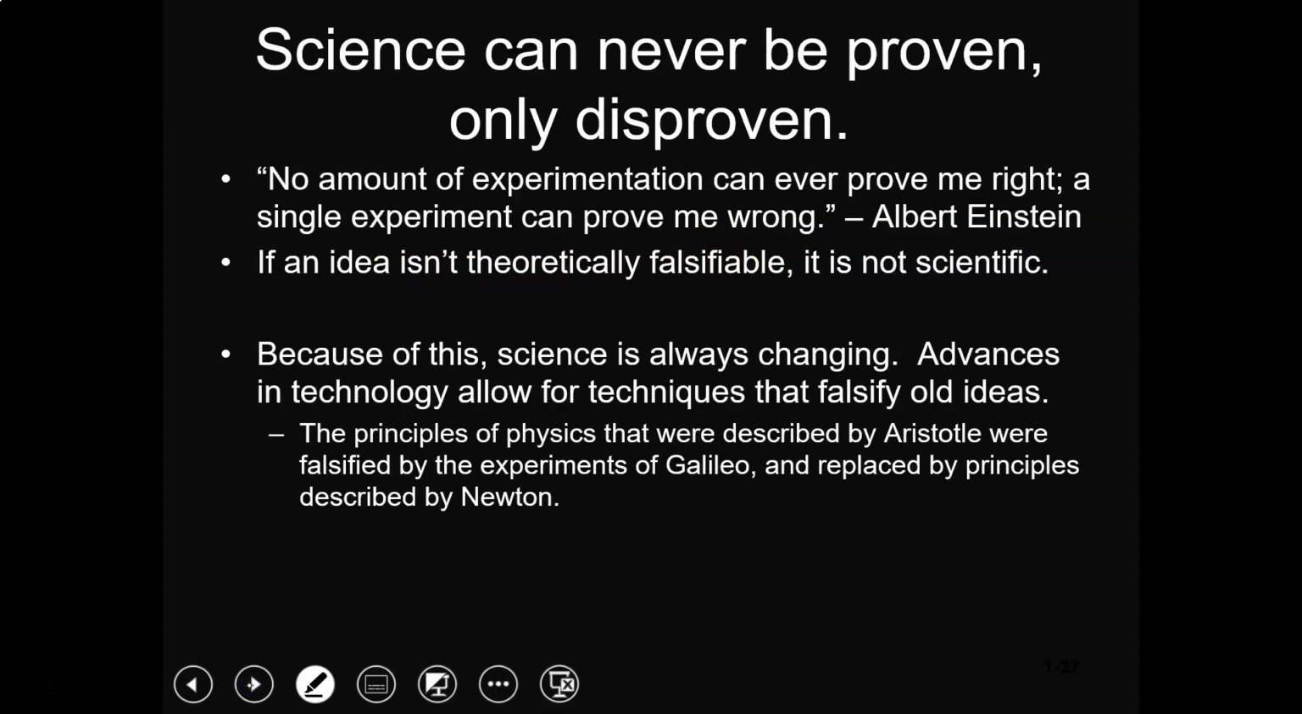So what makes something science? First, science can never be proven, it's only disproven. Great quote from Einstein: no amount of experimentation can prove me right, and yet a single experiment can prove me wrong. Meaning that if you can't falsify an idea, it's not science. When we do science experiments, as scientists, when we do research, we're not looking for evidence to make our hypothesis correct. We're looking for situations that might make our hypothesis wrong.